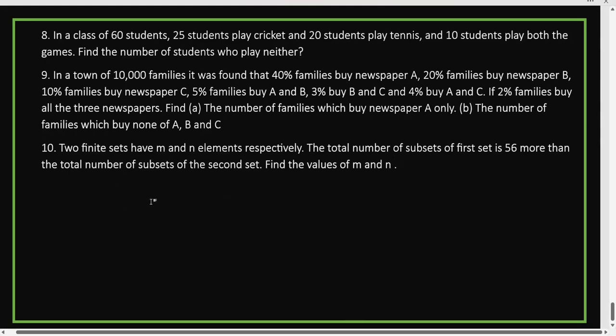The last question: two sets have M and N elements respectively. The total number of subsets of the first set is 56 more than the total number of subsets of the second set. Find the values of M and N. It is easy because you can solve them, but you have to use your common sense also.